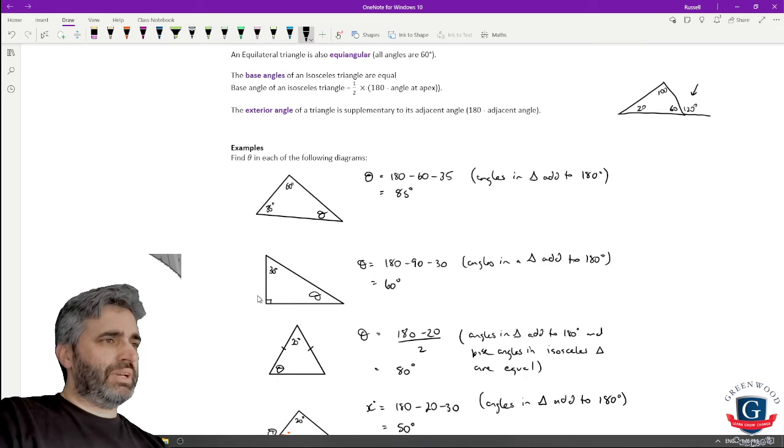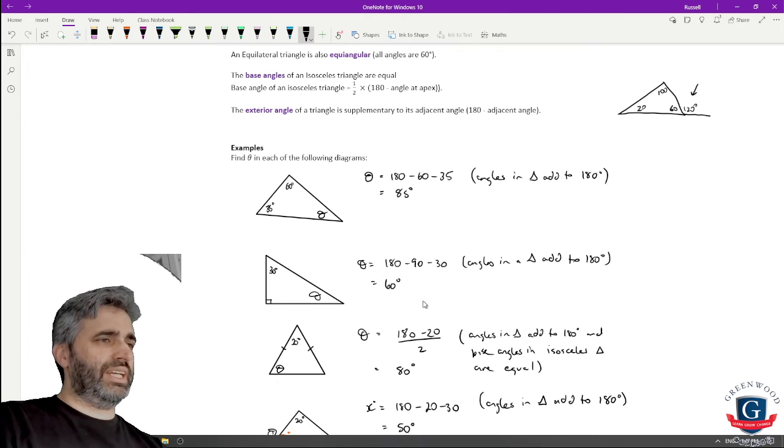Second one, we have a right angle triangle. So we have 90 plus 30 is 120, 120 from 180 is 60. The property that we've used is angles in a triangle add to 180 degrees. That plus that plus that must be 180. If that plus that is 120, that must be 60.